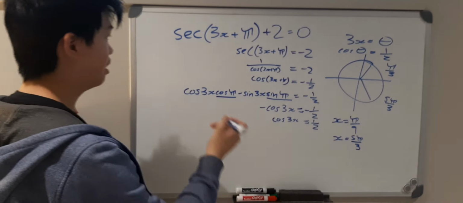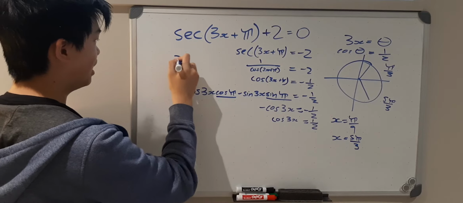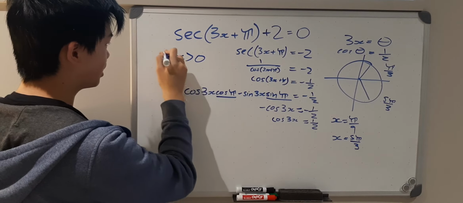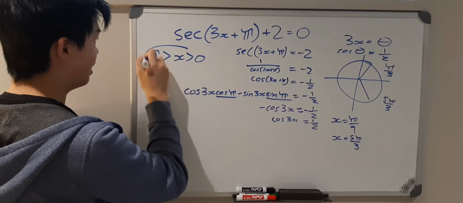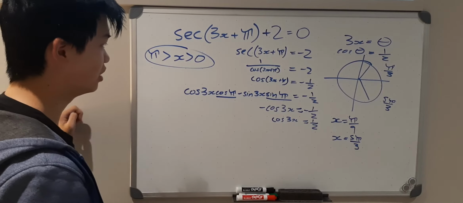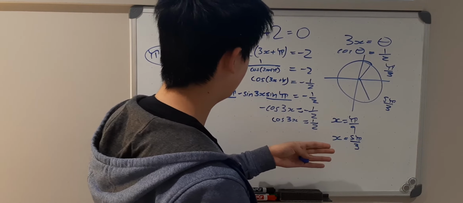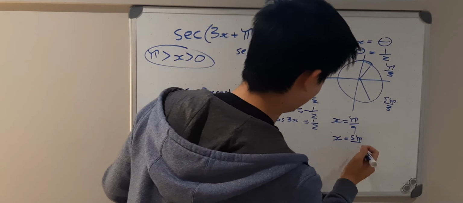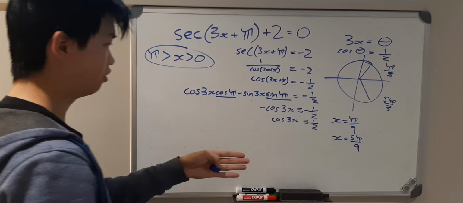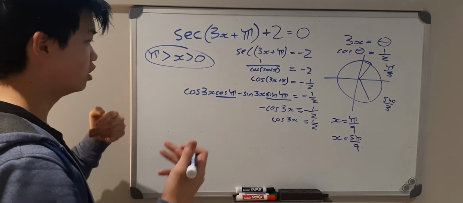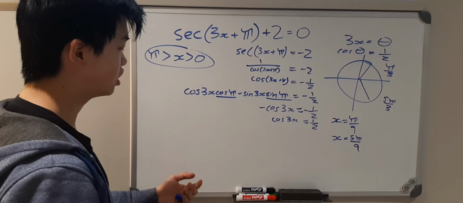Oh, by the way, our parameters are x is more than 0 and x is less than pi. Sorry, I forgot to mention that. Those are our parameters. And this is supposed to be over 9, my bad. Both of these so far are within our parameters. So now let's find other solutions.